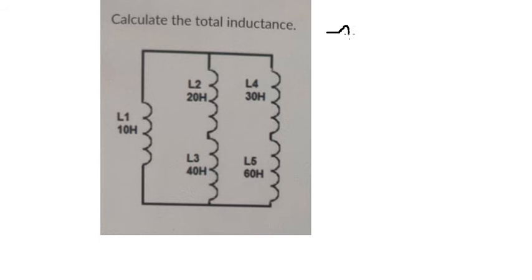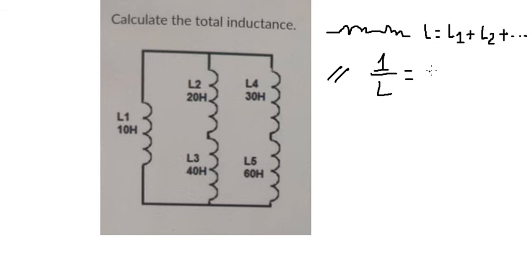If they are in series, we will have L equal to L1 plus L2 and so on. If this is parallel, we have 1 over L equals 1 over L1 plus 1 over L2 plus others and so on. So we can apply the formula.